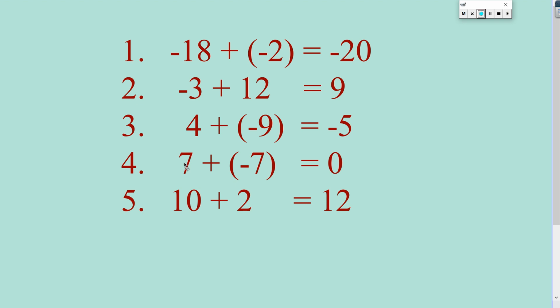7 plus negative 7. Here also different sign, so subtract. 7 minus 7, 0. If you get 0, 0 doesn't have any sign, so put 0 as it is. Next, 10 plus 2. Both having same sign. So 10 plus 2, 12. Positive sign, so simply write 12. Hope all of you got the correct answer.